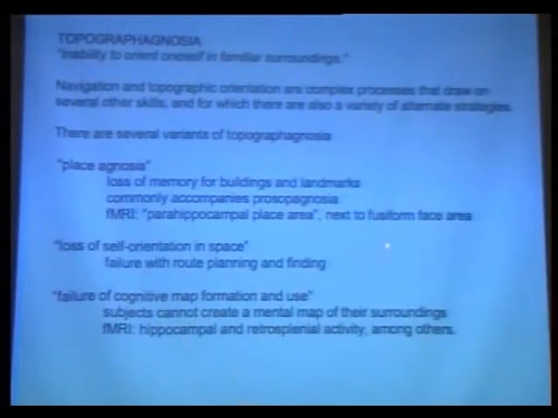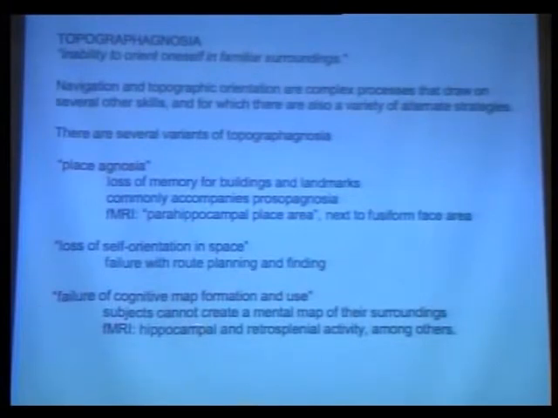So that commonly accompanies prosopagnosia, and the reason for that is because we see on fMRI that there's a parahippocampal place area right next to the fusiform face area. So if you lesion that, you've lost your ability to recognize landmarks. Loss of self-orientation in space gives you problems with route planning and finding, and this is often more with parietal lesions, where you have trouble figuring out how to situate yourself in an environment and which way you had better go.